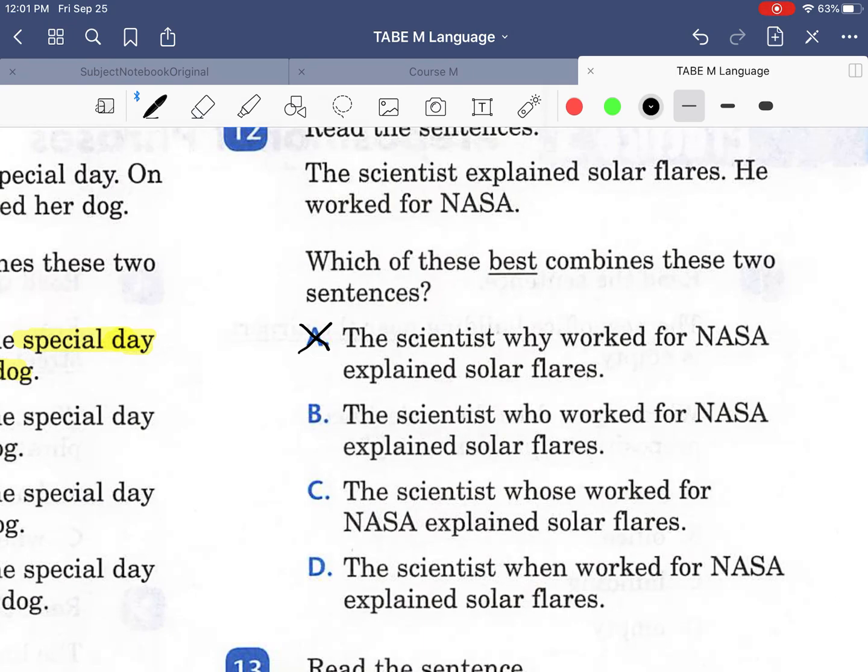The scientist whose worked for NASA explained solar flares. Whose is a possessive. There's nothing that belongs to the scientist. So this is not correct. We don't want a possessive in there. This is an adverb, and we're describing a person, not an action. The scientist when worked for NASA explained solar flares. Again, this is an adverb, and we're talking about a person, a scientist. So we want B. The scientist who worked for NASA explained solar flares. That is a pronoun.